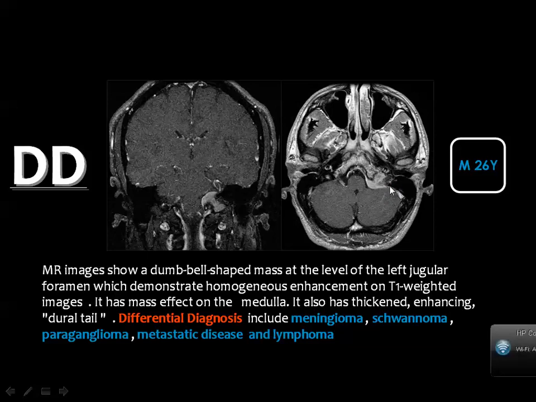Then here, you see a homogeneously enhanced lesion that extends outside the jugular foramen with, let us say, something which looks like a dural tail, for example. Then the differential diagnosis of this lesion will include meningioma, schwannoma, paraganglioma, metastatic disease, and lymphoma. Of course, the paraganglioma and metastatic disease will initiate aggressive destructive changes in the jugular fossa. But in my opinion, these are the five lesions which can be included in the differential diagnosis of a mass located in the jugular fossa.